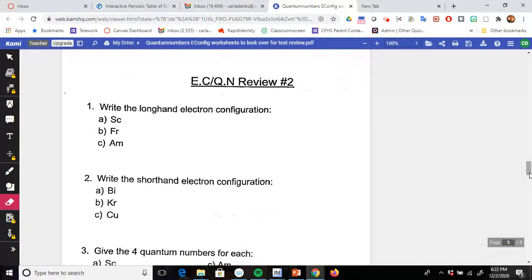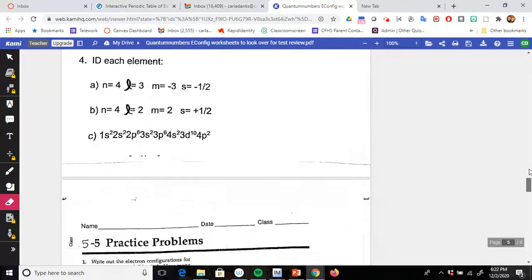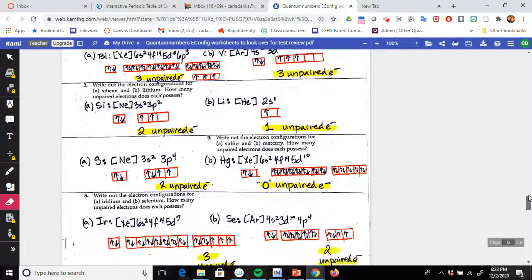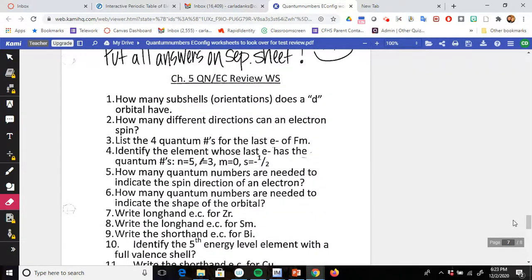Another worksheet that will be a good one to look over, and again, you had the answers to this early last week, so you should already have these corrected if you've been keeping up with your assignments, is the electron configurations quantum numbers review number 2. Okay, so make sure you can do those kinds of things. Then there are the 5-5 practice problems, where you're asked about writing an electron configuration and then determining the number of unpaired electrons. So make sure you can look at your electron configuration and tell how many unpaired electrons you have. And then we have the Chapter 5 Quantum Numbers Electron Configurations Review Worksheet.